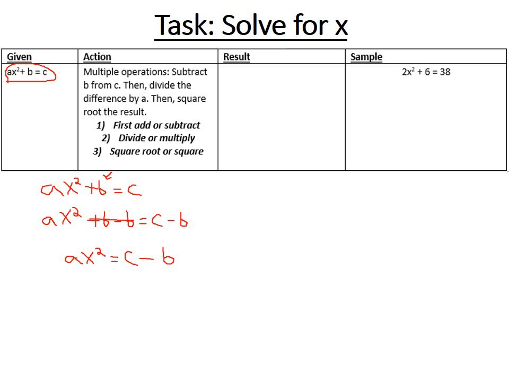So once we've done the add and subtract part, we have to divide or multiply. It depends what a is doing here. So a right now is multiplying the x. So to do the opposite of that, you need to divide. So we have to divide by a on this side and divide by a on this side. Make sure you put the line under both letters here because you're dividing the entire thing by a. Now since you have a over a on the left side, you can cross that out because it's equal to 1. So you have x squared is equal to c minus b over a.